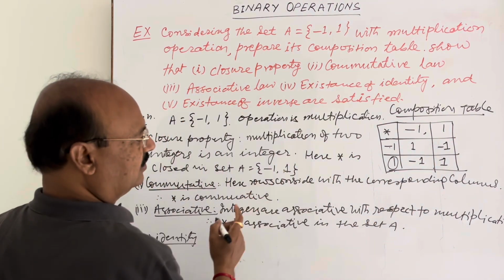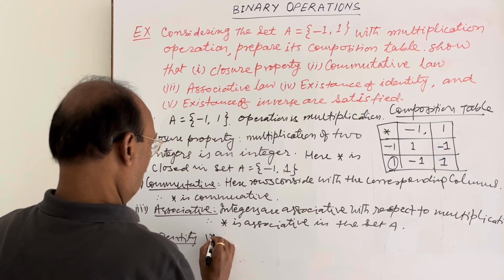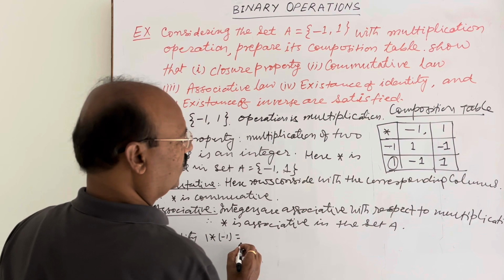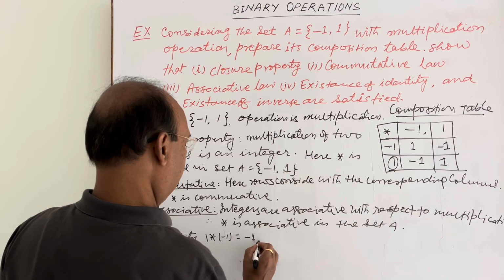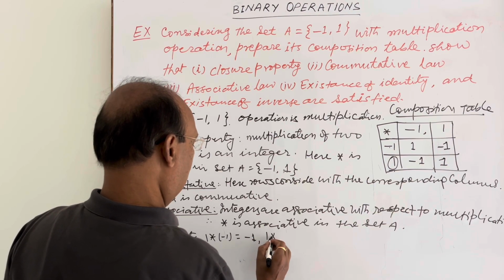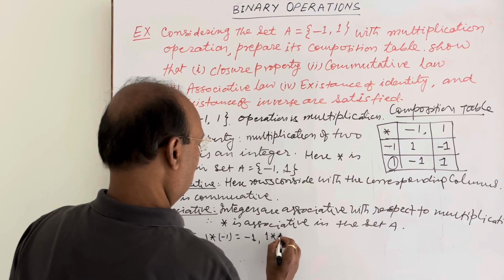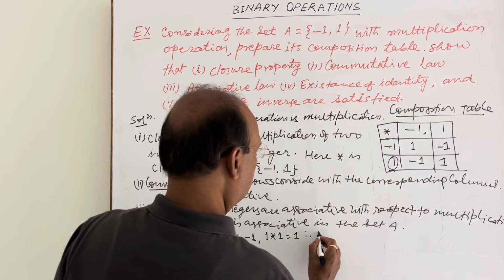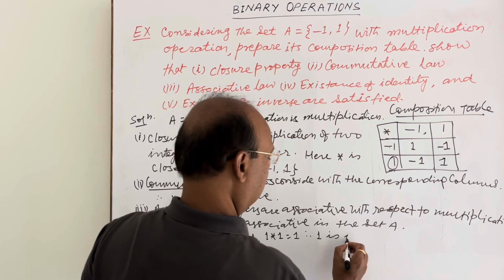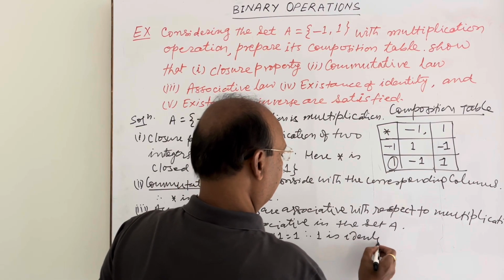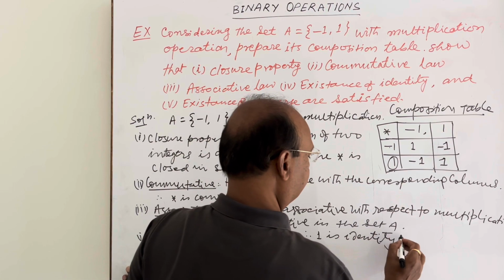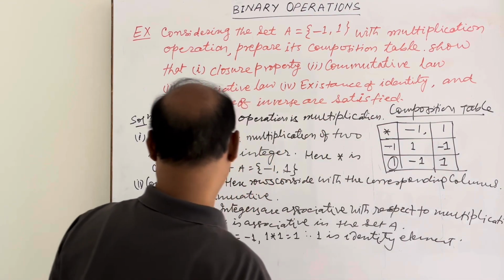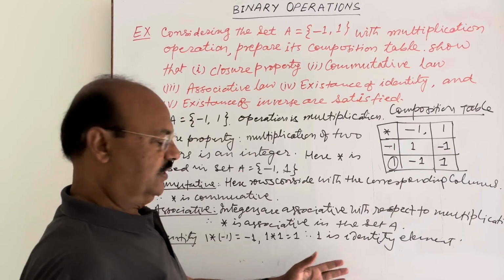So here we can write 1 operation -1 is equal to -1, and 1 operation 1 is equal to 1. Therefore 1 is the identity element. So the identity element exists here.